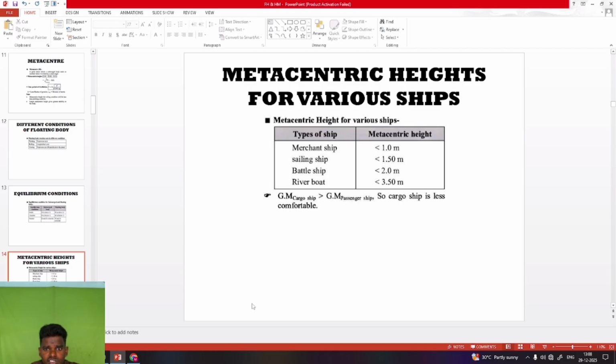Metacentric heights for various ships. Merchant ship: the metacentric height is less than 1 meter. For sailing ship, less than 1.5 meter. For the battleship, less than 2 meter, and for the river boat, less than 3.5 meter. Cargo ship metacentric height will be greater than passenger ship metacentric height, so cargo ship is less comfortable.